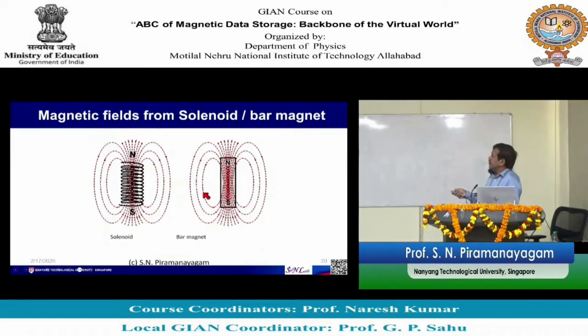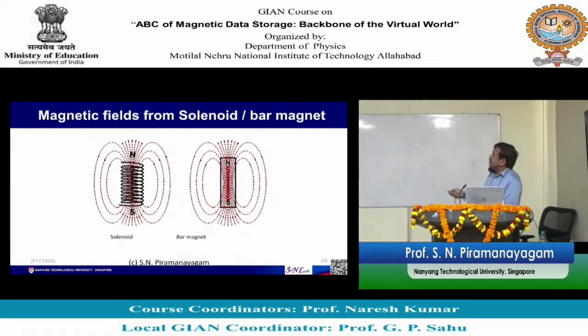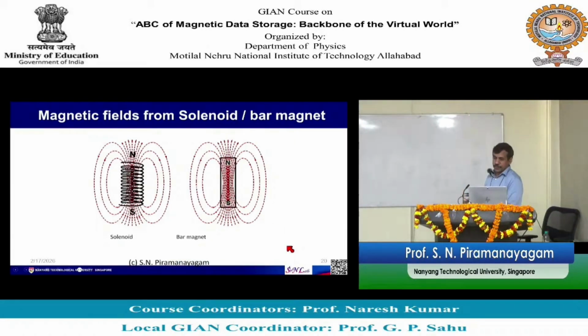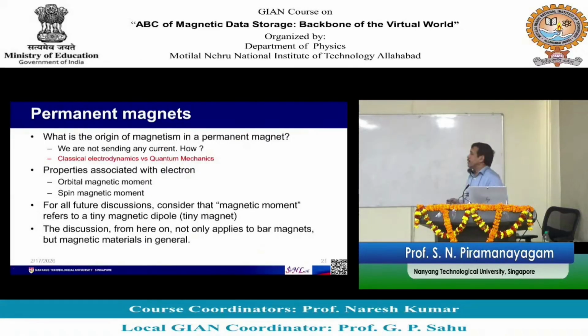Okay. But in a solenoid, we send a current through the coils to produce a magnetic field. But in the case of a bar magnet, we do not send any current. We can still produce a magnetic field. So, what makes a bar magnet generate a magnetic field, and why bar magnets are special, is what we are going to learn in the next few minutes.